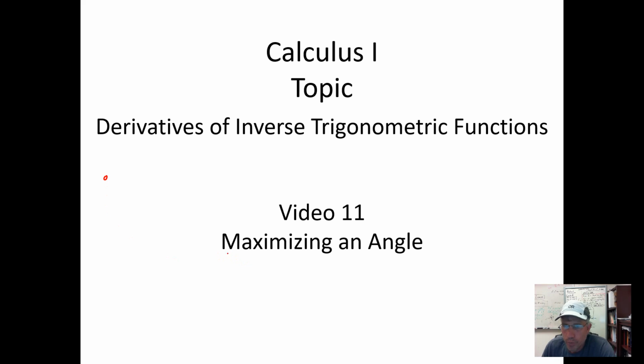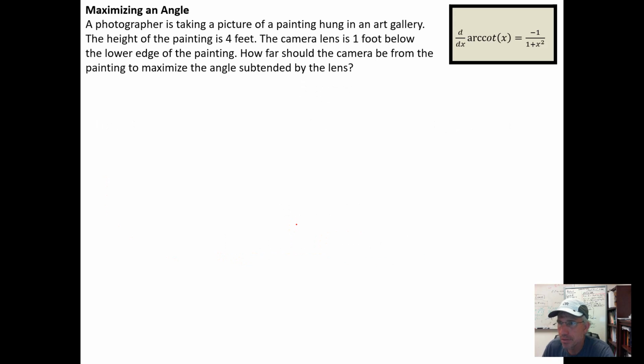So in this video, we're going to maximize an angle by using the derivative of the arc cotangent function. So this problem says that a photographer is taking a picture of a painting. The painting is hung on a wall. The height of the painting itself is 4 feet, and the camera lens is 1 foot below the lower edge of the painting. How far should the camera be from the painting to maximize the angle subtended by the lenses?